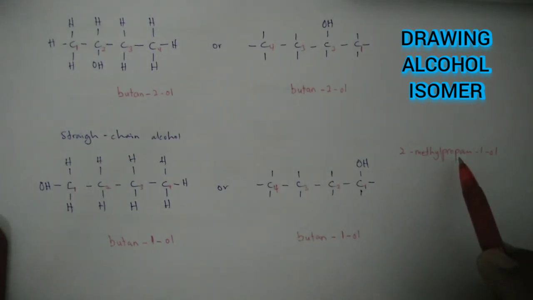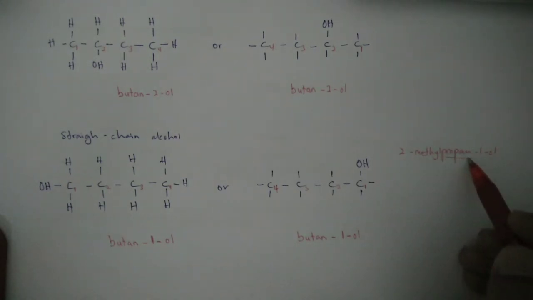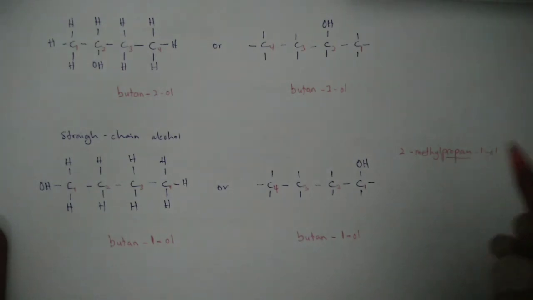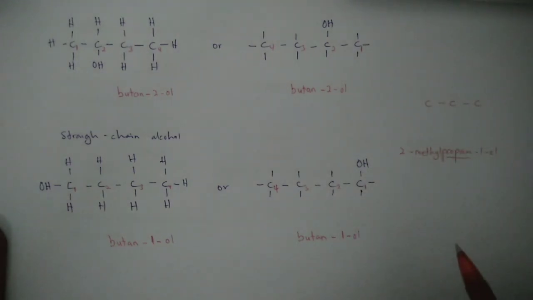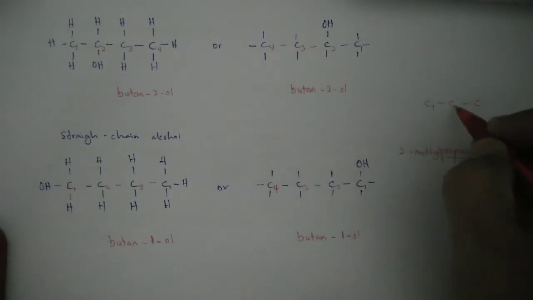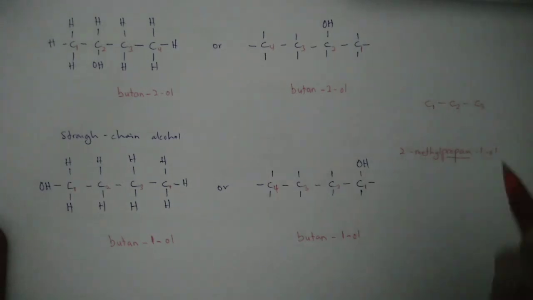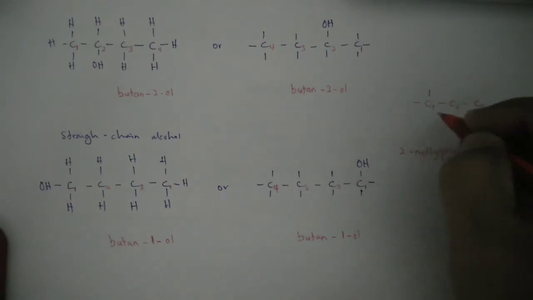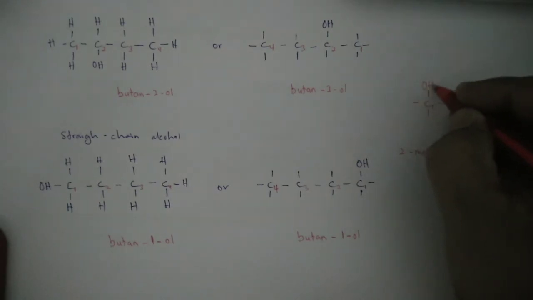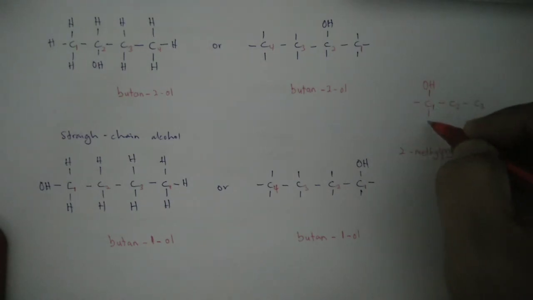How can we draw the structural formula for this molecule? The first step is to find the parent chain, propan. It refers to the number of carbon atoms, propan, 3 carbon atoms, numbering from here 1, 2, 3. And then the position of the hydroxyl group in the molecule. 1. The hydroxyl group is located at carbon number 1. You can put it here, or here, or here.